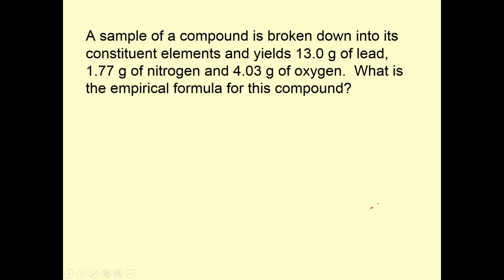A sample of a compound is broken down into its constituent elements. You have 13 grams of lead, 1.77 grams of nitrogen, 4.03 grams of oxygen. What is the empirical formula? So hopefully this will go a little better. 13 grams of lead, and I'm going to have 1.77 grams of nitrogen and 4.03 grams of oxygen.